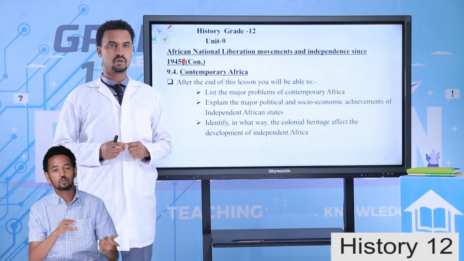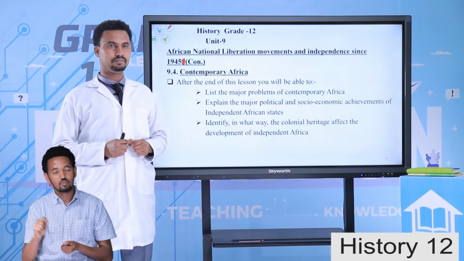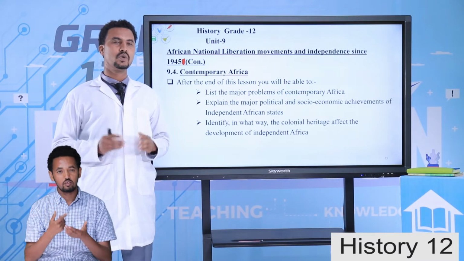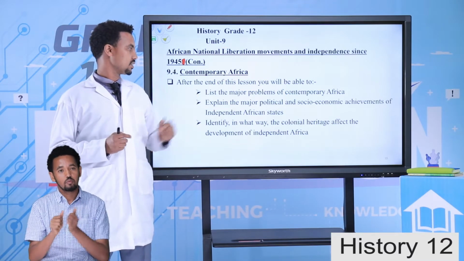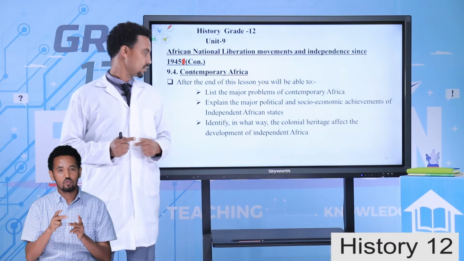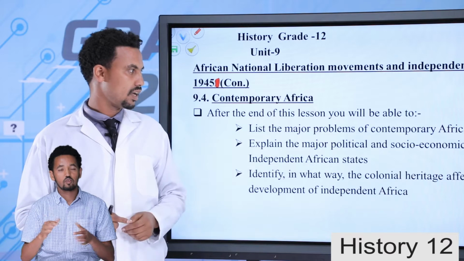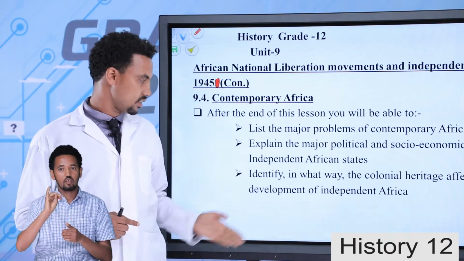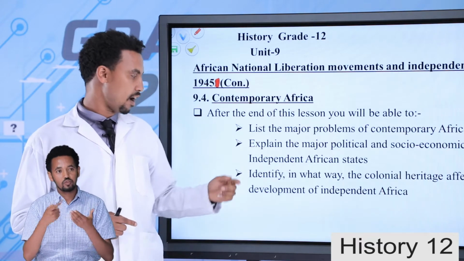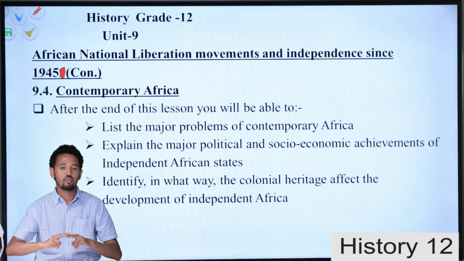Today we are going to see the contemporary history of Africa. After the end of this lesson, you will be able to list the major problems of contemporary Africa. Second, explain the major political and socio-economic achievements of independent African states. Third, identify in what way the colonial heritage affected the development of independent African states.